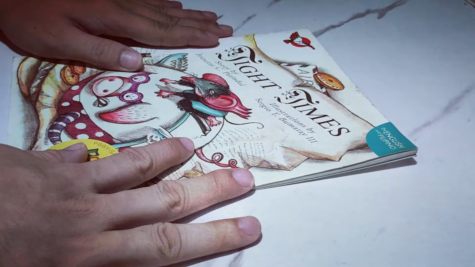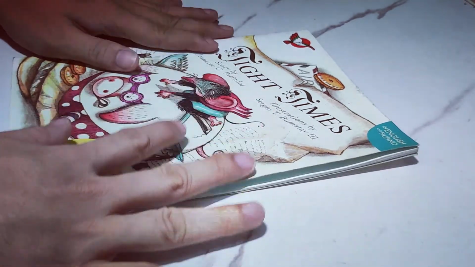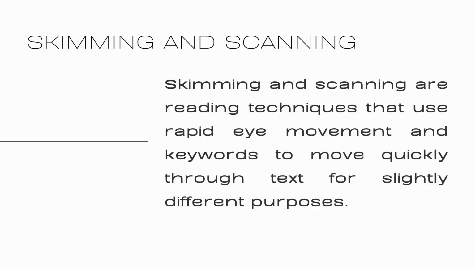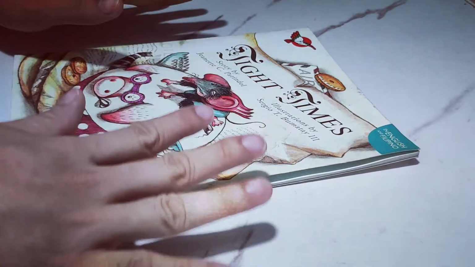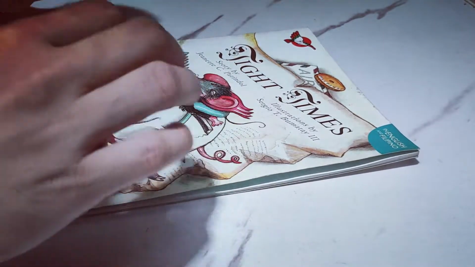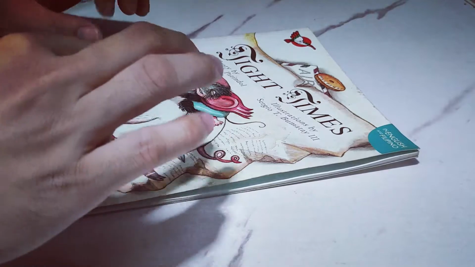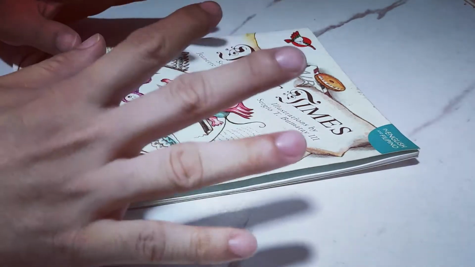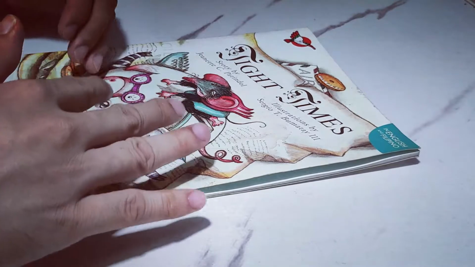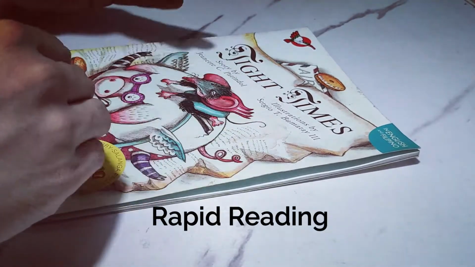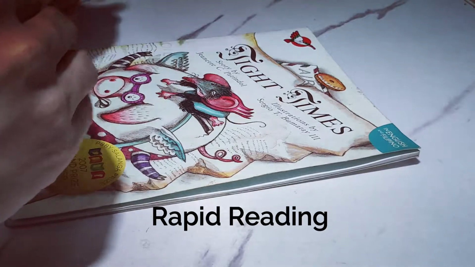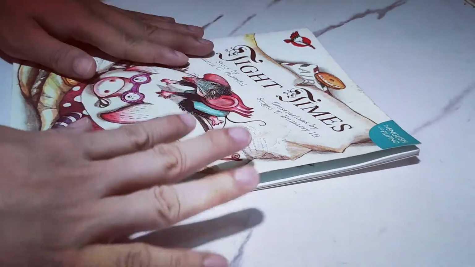So, all right. So first, let us define skimming and scanning. Skimming and scanning are both reading techniques that use rapid eye movement and keywords to move quickly through text for slightly different purposes. So for skimming and scanning, we have different purposes, all right? But both of them are reading techniques, okay? And personally, I'd like to refer to them as rapid reading, again, with slightly different purposes for skimming and for scanning.